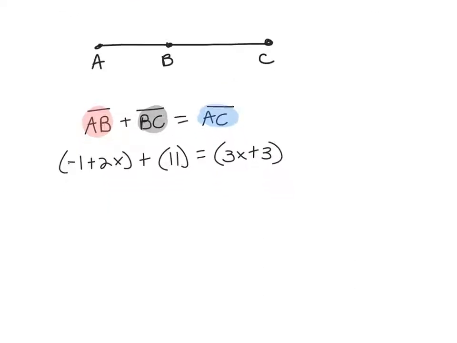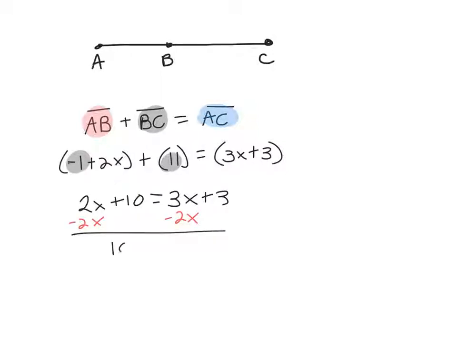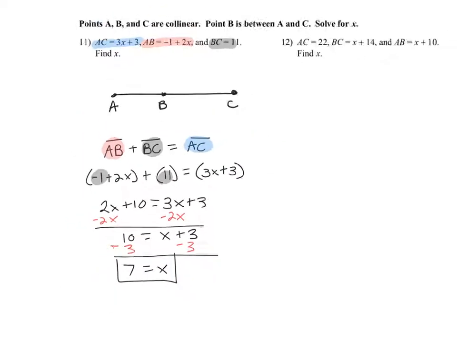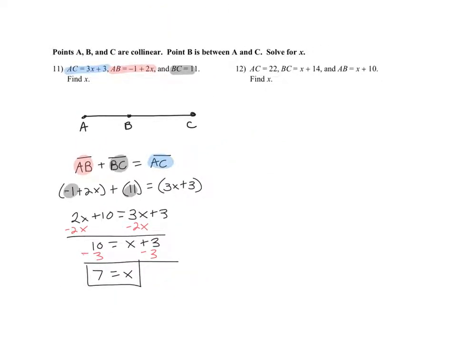And now all I need to do is solve. So here I can combine like terms. We get 2x plus 10 equals 3x plus 3. Going to subtract 2x from both sides, so all of my variables are on the same side of the equation. And I have 1x plus 3, little inverse operation, and we get x equals 7. And the prompt did ask us just to solve for x, so we're done.